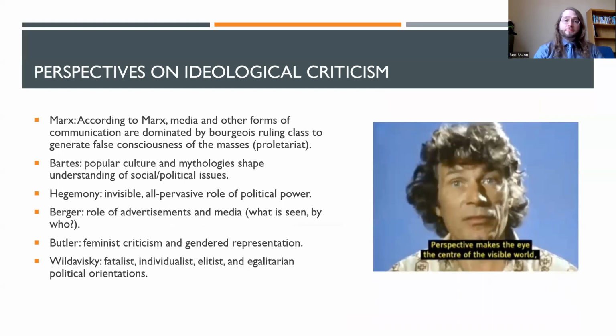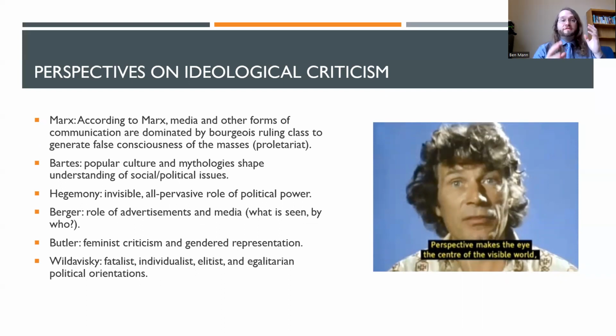So there are a variety of different perspectives, scholars, and thought that have gone in and informed ideological criticism. Pictured here on the right is John Berger, who created the television series Ways of Seeing, in which he discusses the ways in which the use of perspective, that is in film and media, is centering how we view and interpret media. For example, one way this has been critiqued has been the idea of the male gaze.